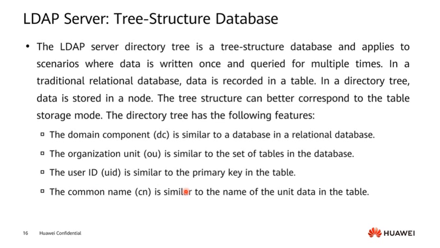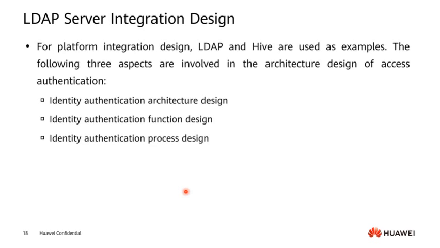So when we are querying some data from MySQL, we need to specify which database and which data we are referring to. Then we can use the primary key or some other indices for selecting, which is just the same case as querying data from LDAP, right? And next, in order to use LDAP in practice, we need to do the following three aspects of identity authentication design, which are architecture design, function design, and process design. We shall introduce them one by one.